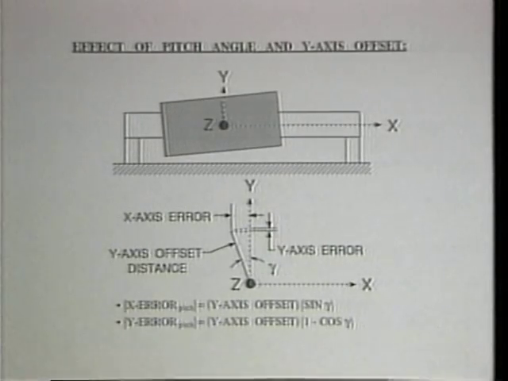If a y-axis offset exists, pitch and roll positioning errors occur for that x-axis carriage. The pitch positioning error has an x-axis component of magnitude equal to the product of the offset distance and the sine of the pitch angle, and a usually negligible y-axis component, the magnitude of which is equal to the offset distance times the quantity 1 minus the cosine of the pitch angle.